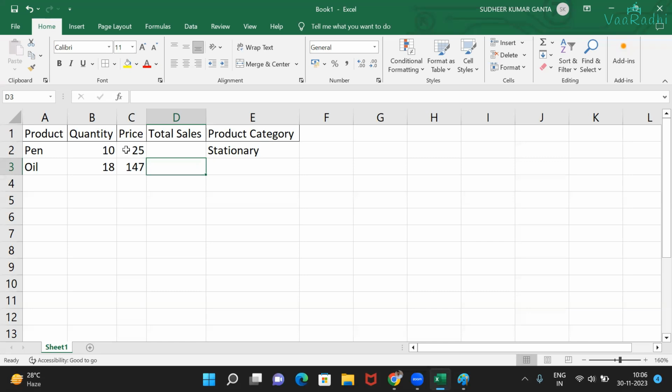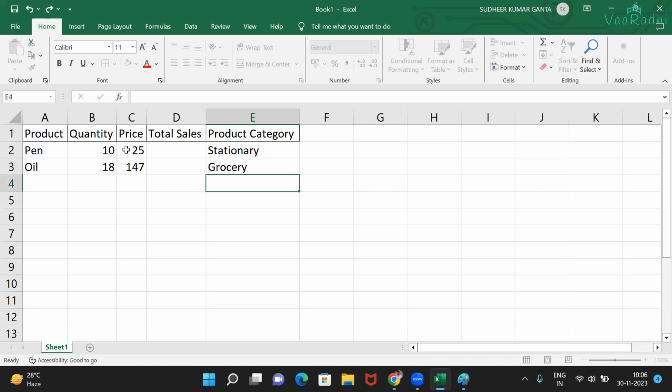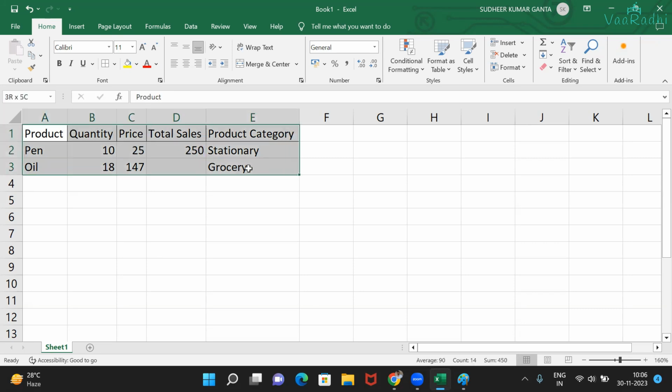That's why you have to go with a digital calculator, or if you are using Excel like this, then you can use formulas here. The simple formula is: total sales equals my quantity cell into my price cell. That's all. And next, I can apply the same formula to the rest of the rows in my table. Why am I calling this a table? The reason is it is organized.